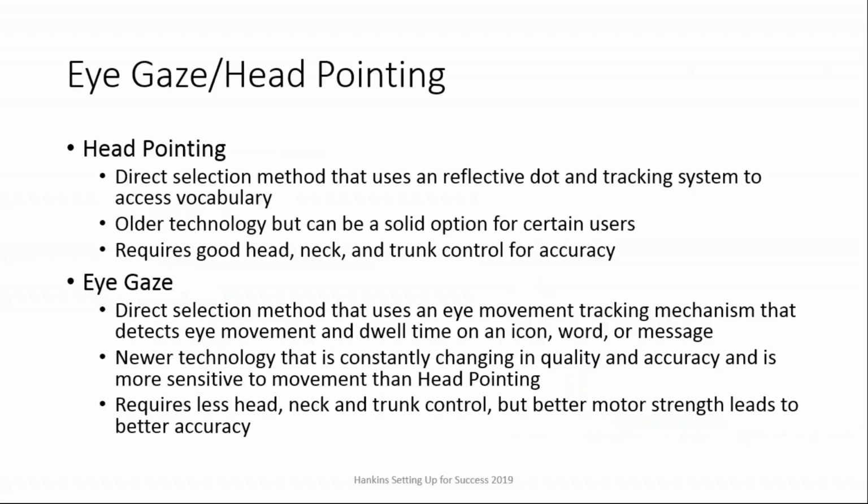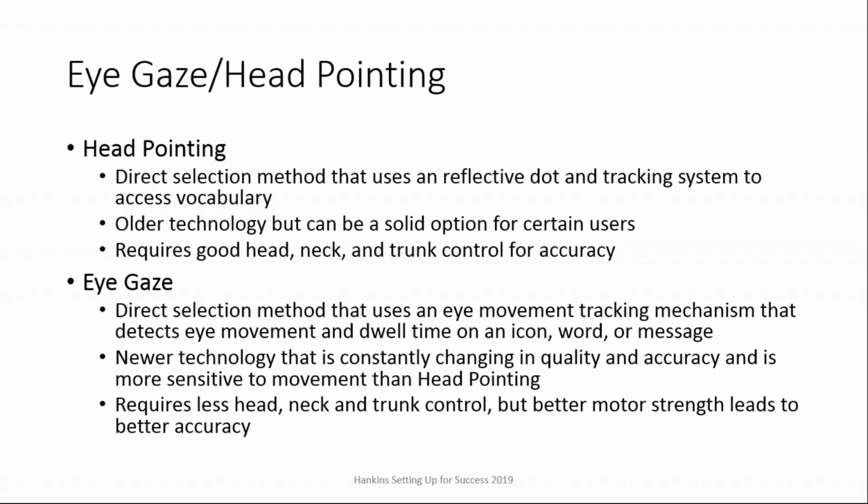Eye gaze and head pointing are another means of direct selection. Head pointing is a direct selection method that uses a reflective dot or tracking system to access vocabulary. It's older. I feel like it's older because I feel that I'm getting older. So it's been around for quite some time. It's older technology, but it's a very solid option for lots of users.